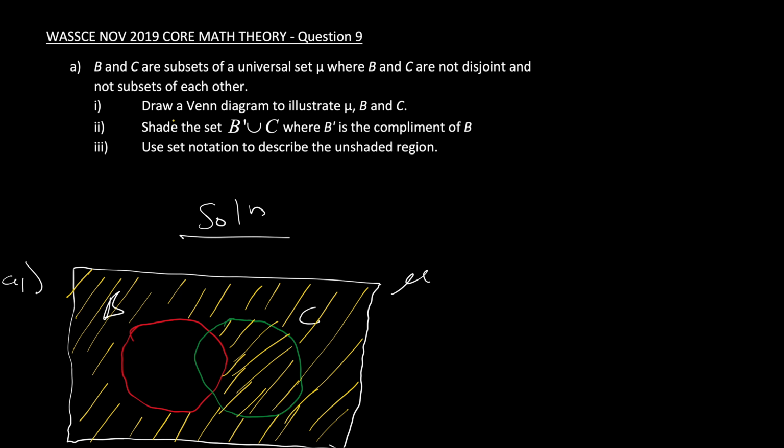Now use set notation to describe the unshaded region. So our III. So our unshaded region will be everything in B but not in C. So this would be B intersection C complement. So this brings us to the end of question 9a.